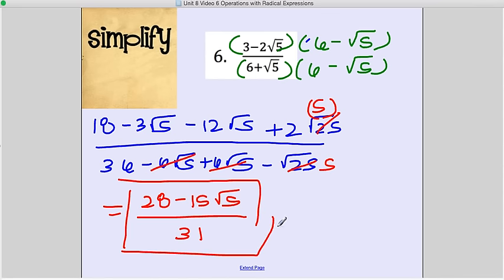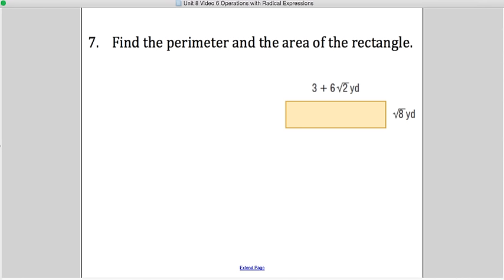Okay, we're going to move on to 2 word problems. So if you have any questions on 1 through 6, please take the time and write them down now or come and ask me. Otherwise, we're going to move on to our last 2 word problems on this note sheet.